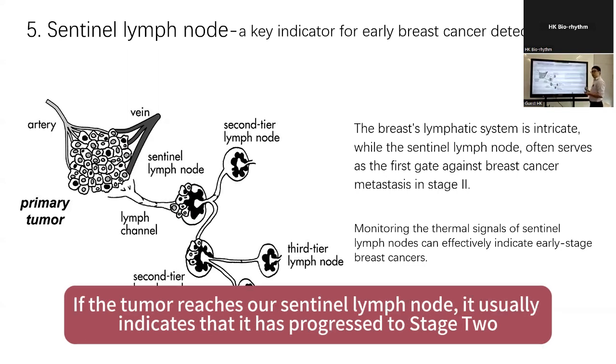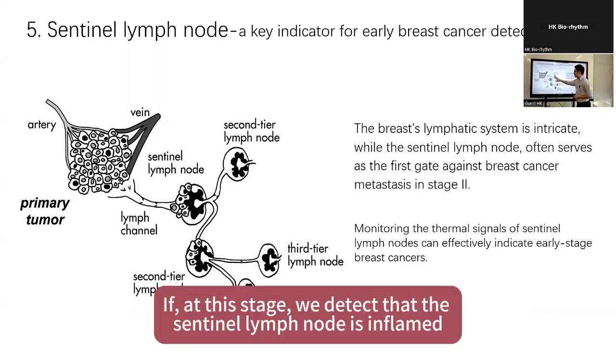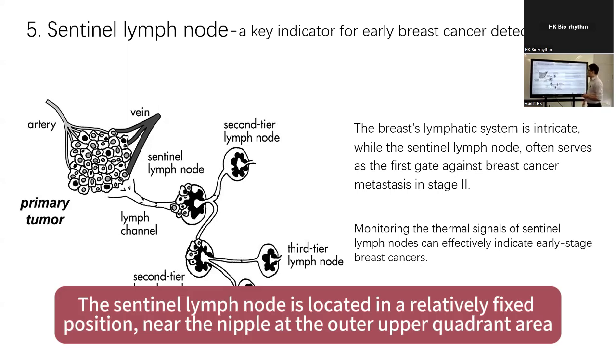If the tumor reaches our sentinel lymph node, it usually indicates that it has progressed to stage 2, which is considered an early stage of breast cancer. If, at this stage, we detect that the sentinel lymph node is inflamed, there is a high probability that it is a stage 2 breast cancer. The sentinel lymph node is located in a relatively fixed position, near the nipple at the outer upper quadrant area.